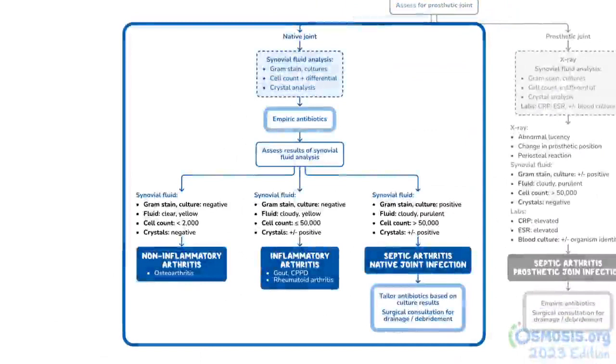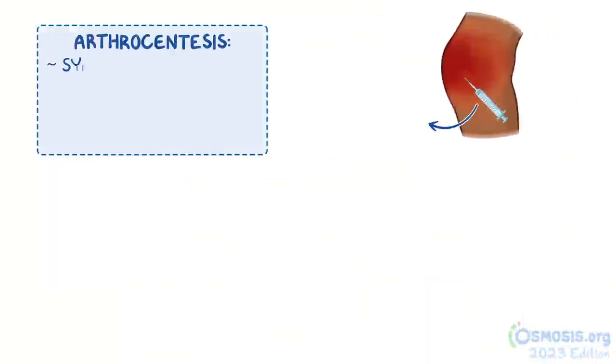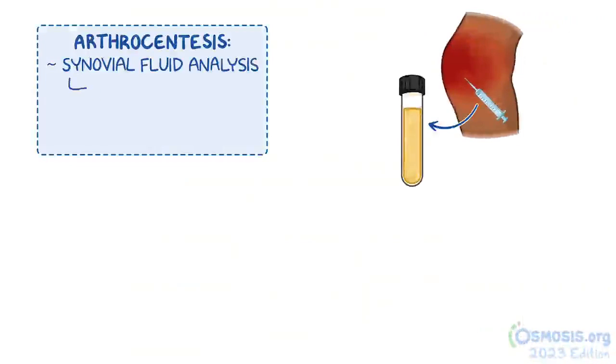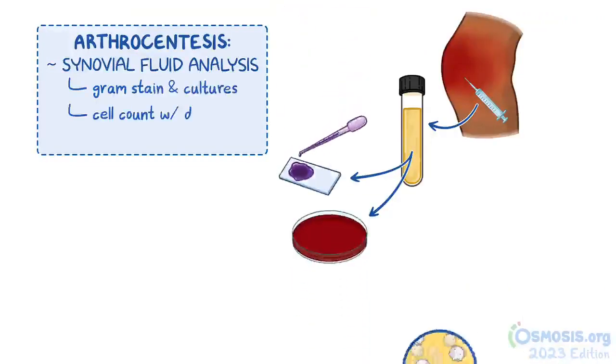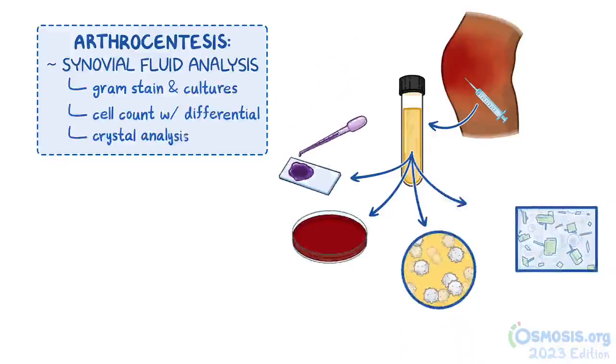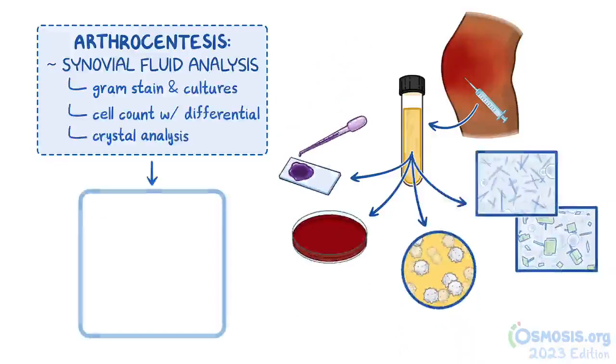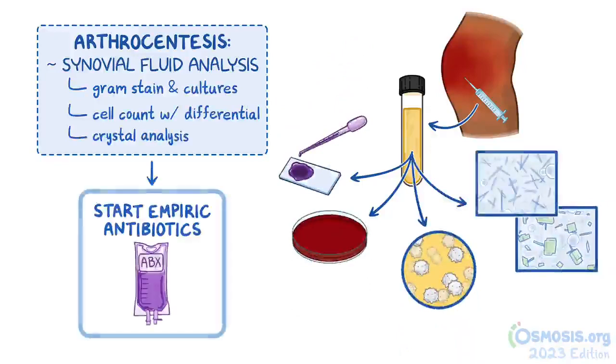Let's say your patient has their native joint. Your next step is to do an arthrocentesis and order synovial fluid analysis, including gram stain and cultures, cell count with differential, and crystal analysis. While awaiting results, you should start empiric antibiotics.